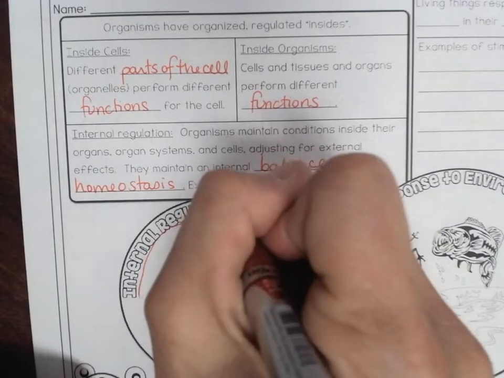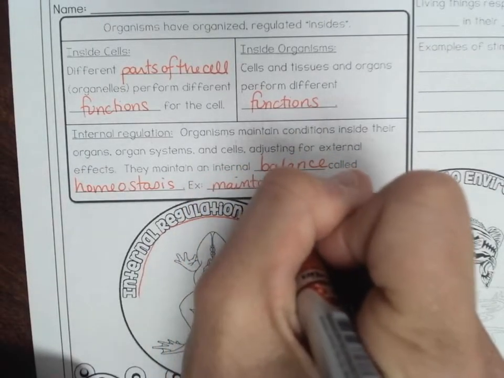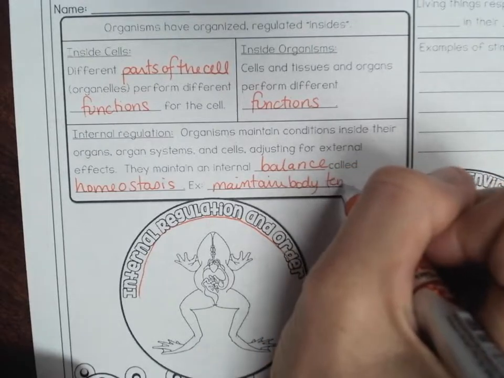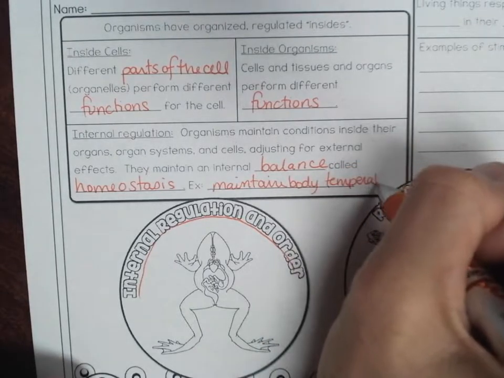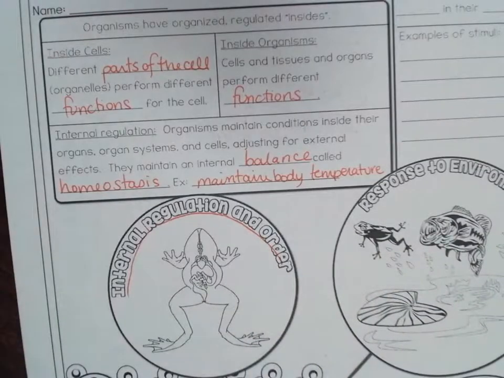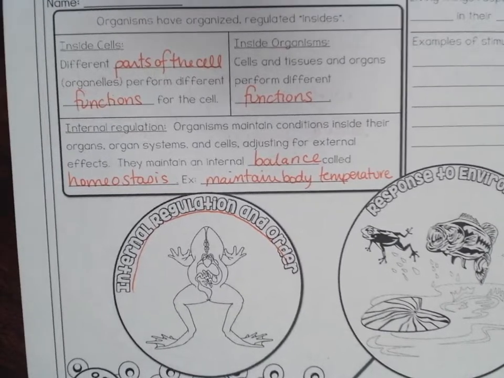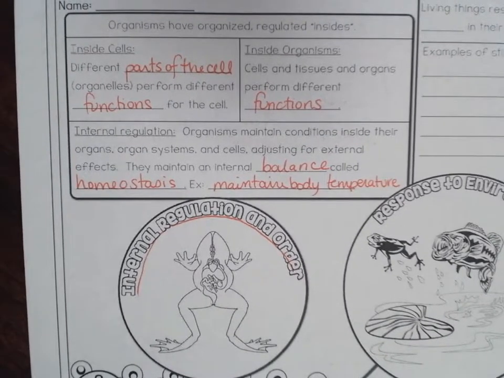An example of this is being able to maintain body temperature. Think about it. We're outside, it's 100 degrees outside, and our internal body temperature is always sitting around 98-ish degrees unless you are sick and running a fever. But for the most part, your body is maintaining its internal temperature. Okay?